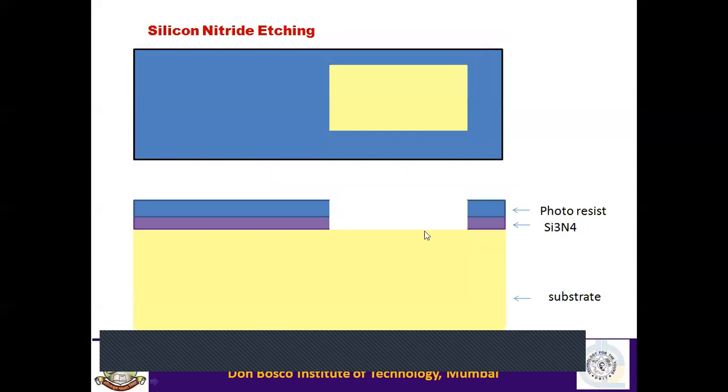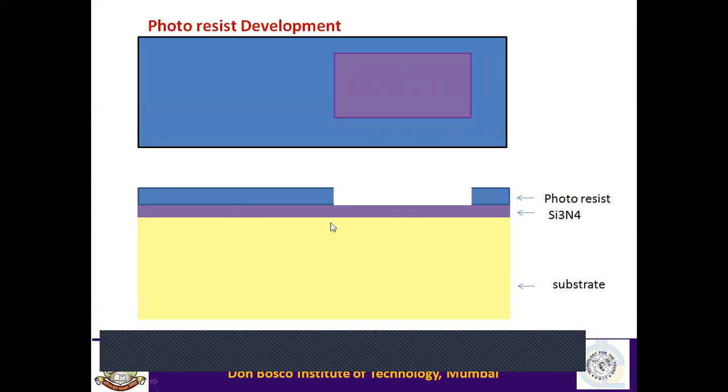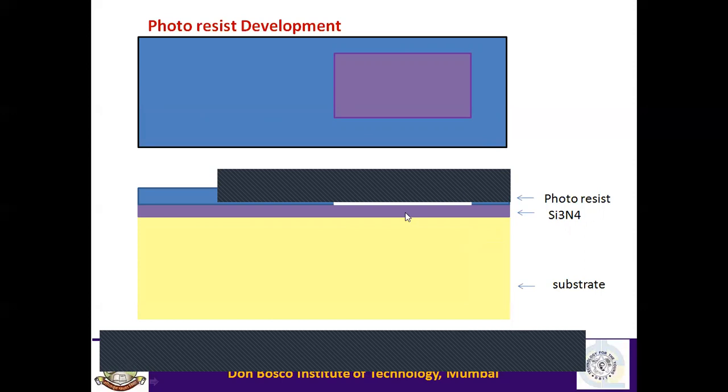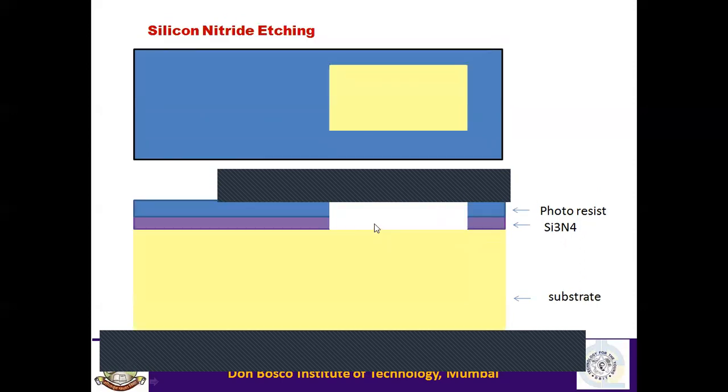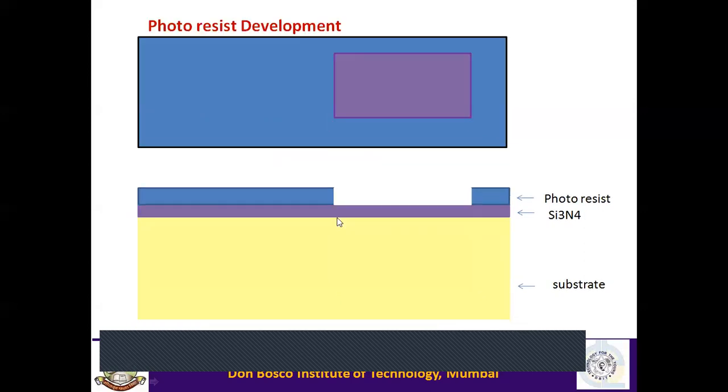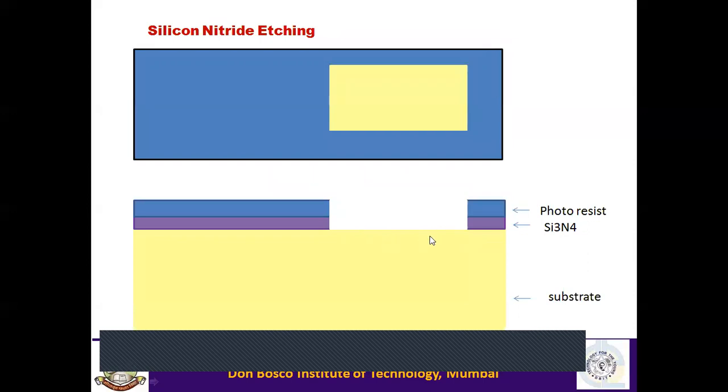Then next, silicon nitride is etched away. The process is silicon nitride etching. Basically it is kept in an etching solution. When you keep it in the etching solution, only this much silicon nitride reacts with that chemical and dissolves in it. Nothing will happen to the silicon nitride which is below the photoresist.